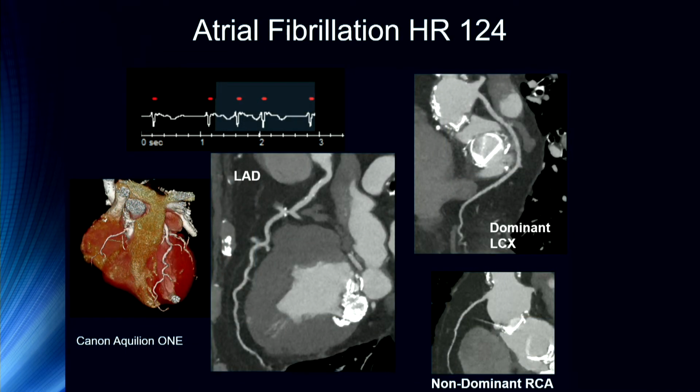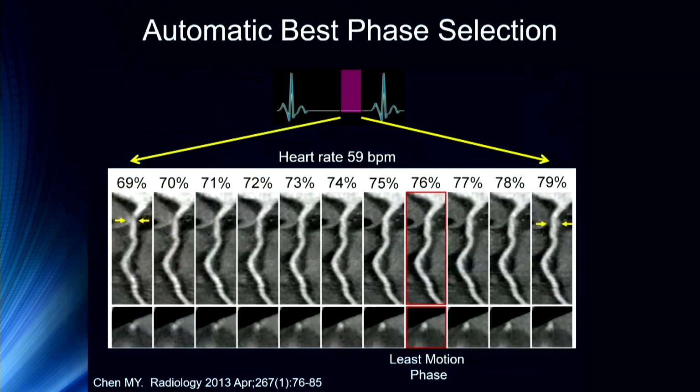Here's another patient, with an even faster heart rate of 124. With multi-segment reconstruction, we're able to get completely evaluable images. The system has automatic phase selection, where the scanner will automatically determine the best phase and find the phase with the least amount of cardiac motion. So some people, despite a low heart rate, this is a patient with a heart rate of 59, the scanner will go ahead and find the best phase. Typically, the best phase is 75%, but in this case, it was slightly different, it was 76%. And the images, as you know, are a little bit crisper if there's no coronary motion.